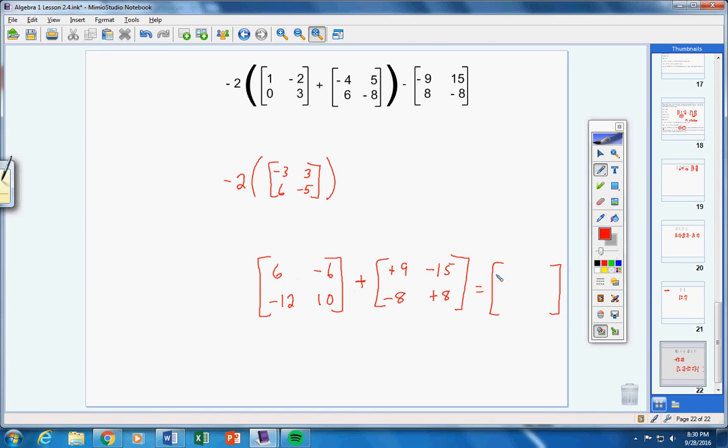6 plus 9, 15. Negative 6 plus negative 15, negative 21. Negative 12 plus negative 8, negative 20. 10 plus 8, 18. And we're finished.